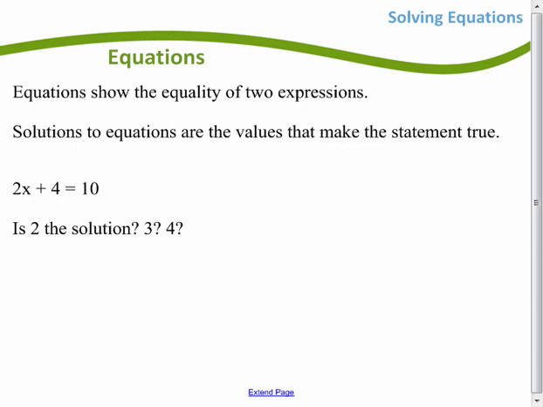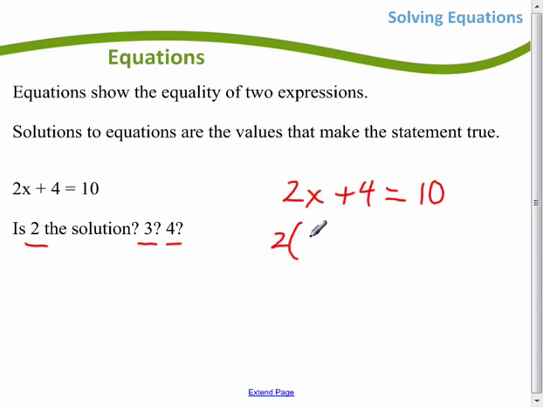One thing I can do first, though, is determine whether, if they give me possible answers, those answers are true or not. I can determine that by plugging a 2 in everywhere I see an x and see if the two expressions are equal to each other. Let's try that. Here's my equation, and I'm going to determine whether 2 is the answer or not.